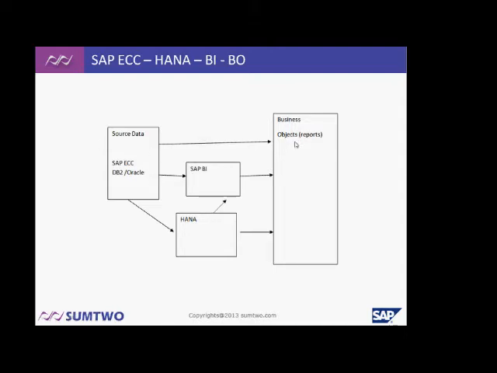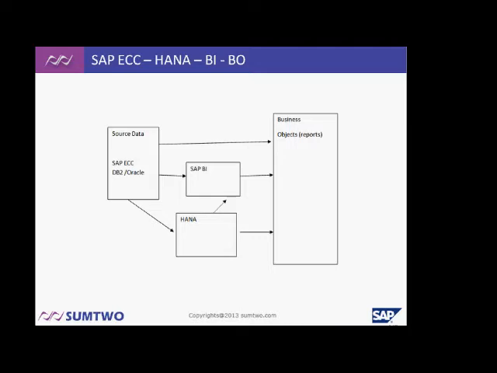The other possibility is that business object reports can access the data directly from the source system, or they can consume the data through HANA. The data from the source system is dumped into HANA, which is an in-memory database, and then it is used in the reporting layer, BO. I will come to the difference between SAP BI and HANA, and the advantage of using HANA over SAP BI, later on. But for now, these are all the possibilities.